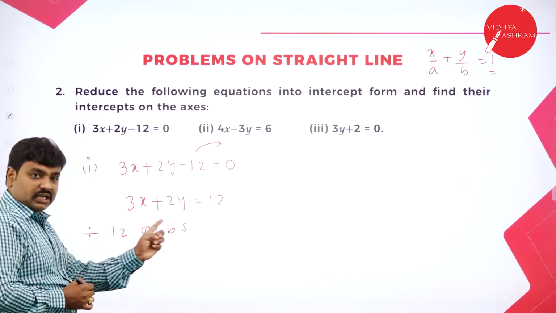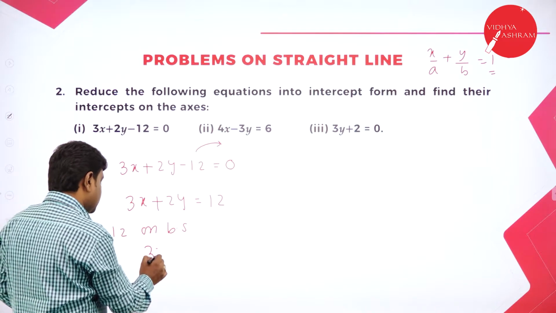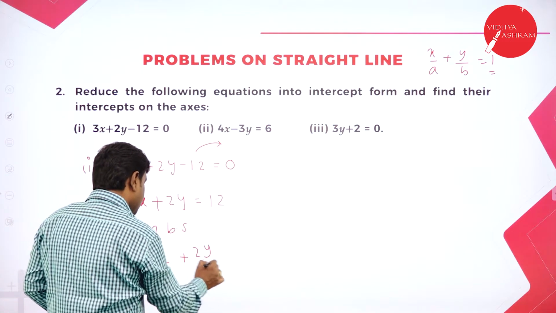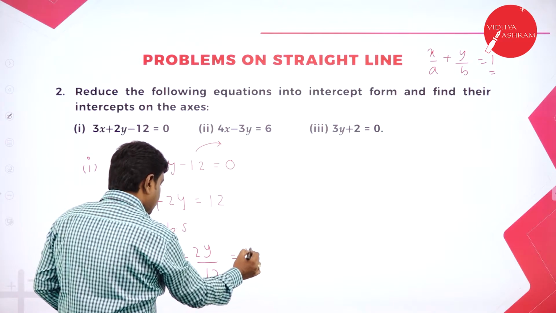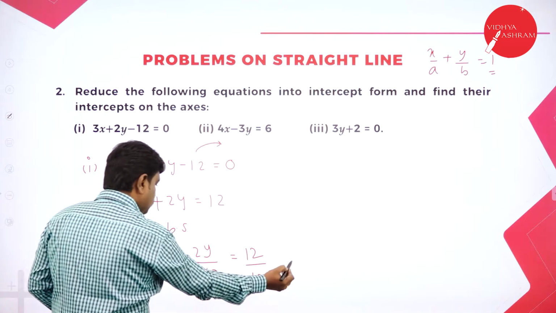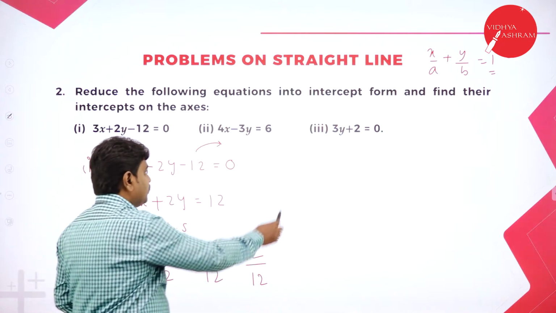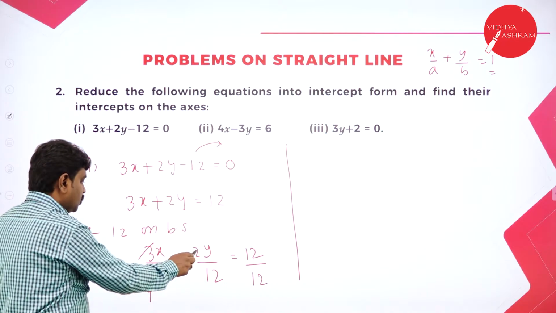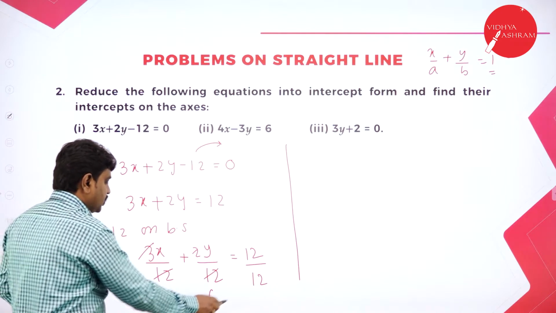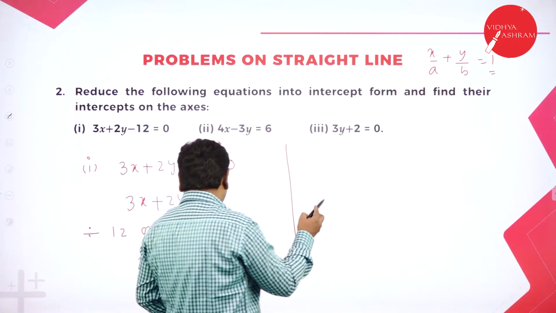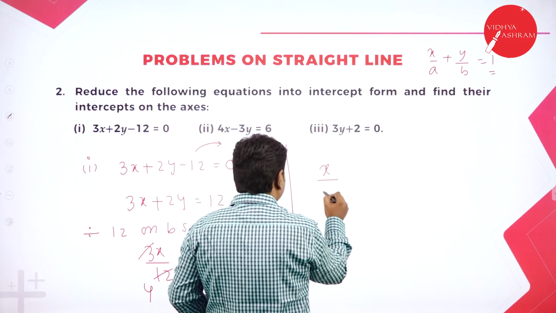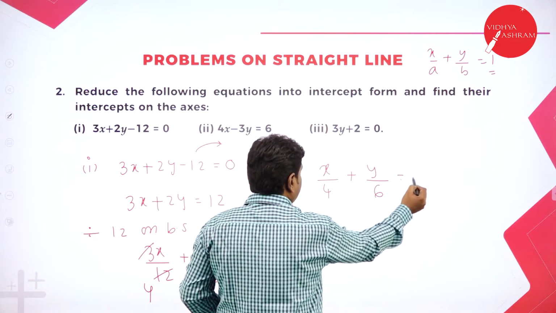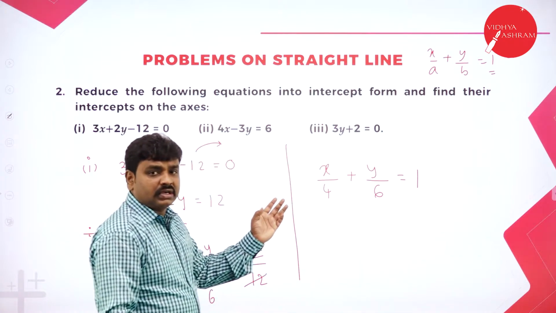I'm dividing by 12 on both sides, so it becomes 3x divided by 12 plus 2y divided by 12 is equal to 12 divided by 12. Now simplify this. 3 1s are 3, 3 4s are 12, 2 1s are 2, 2 6s are 12, and 12 and 12 cancel. So we have x divided by 4 plus y divided by 6 is equal to 1. Now we got the intercept form.